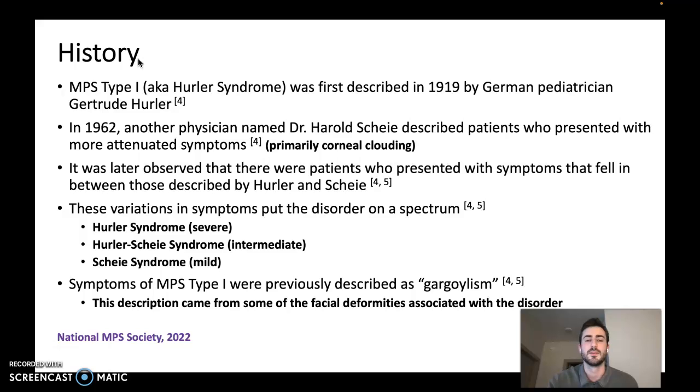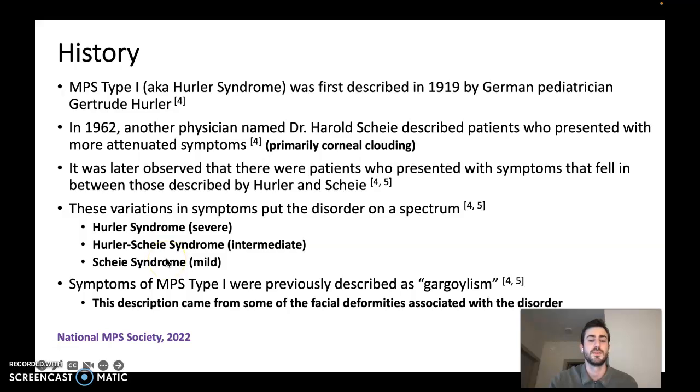It was later observed that there were patients who presented with symptoms that kind of fell in between Hurler and Scheie syndrome. So if you look at my next bullet point, MPS type 1 sits on this spectrum. You've got Hurler syndrome, which is the most severe form, Hurler-Scheie syndrome, which is kind of the intermediate form, and Scheie syndrome, which is determined to be the most mild form.